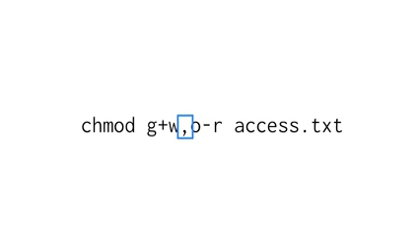But do we want to add or take away permissions? Well, for this, we use mathematical operators. So the plus sign after G means we want to add permissions for group, and the minus sign after O means we want to take them away from other.